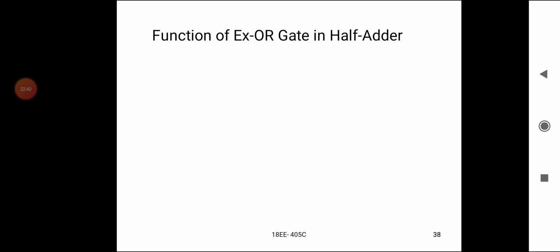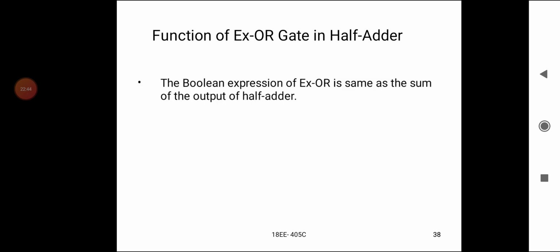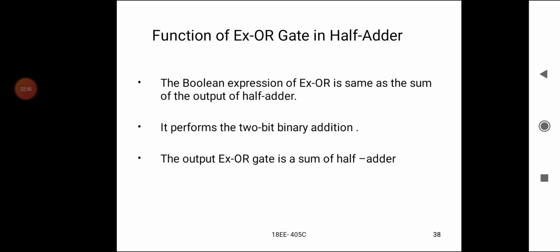Function of exclusive OR gate in half adder. The Boolean expression of exclusive OR is the same as the sum output of the half adder. It performs 2-bit binary addition. The output of the exclusive OR gate is the sum of a half adder.